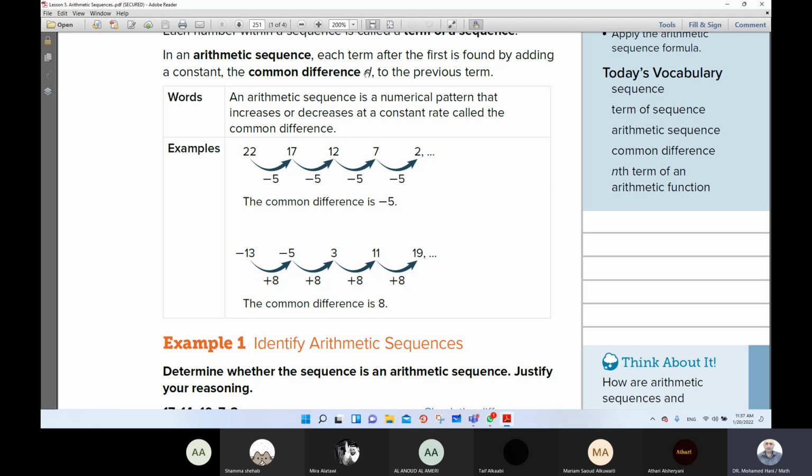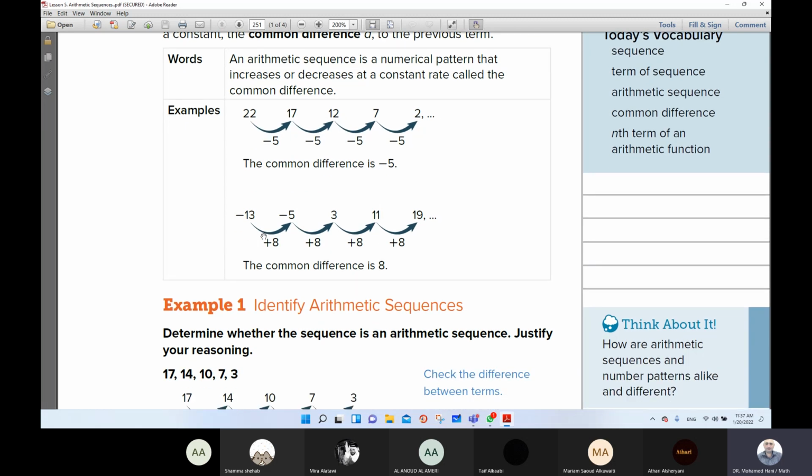This represents d. In this example, we have negative 13, negative 5, 3, 11, 19, etc. Negative 13 plus 8 will be negative 5. Negative 5 plus 8 will be 3. 3 plus 8 will be 11. 11 plus 8 will be 19. So as you see here, the common difference d equals 8.